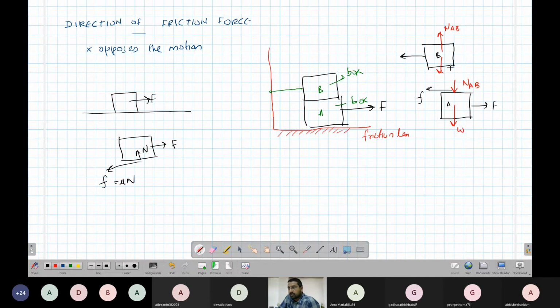So the friction force will be in this direction. Right? I hope this is clear. Here on this box, friction force will be in this direction. Here on this box, friction force will be in this direction. These two friction forces will be equal and opposite, because the value of friction force is mu times N_AB, the normal reaction here.